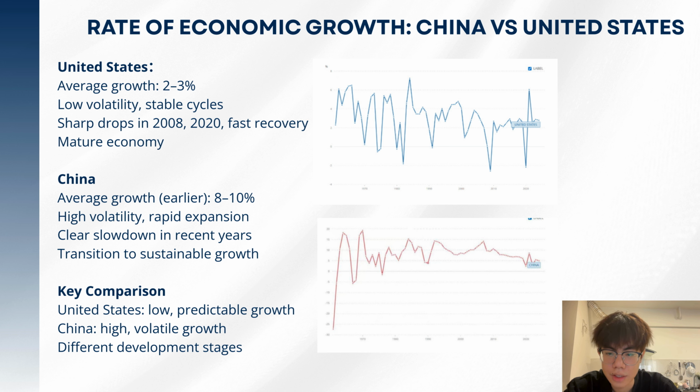In summary, the two countries show different growth patterns. The United States has low but stable growth, while China has higher but more changeable growth. This difference shows that the two countries are at different stages of economic development.